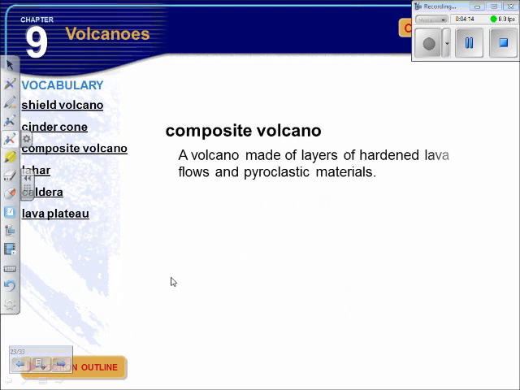Composite volcano, this one is characteristic of Mount Rainier and Mount St. Helens in the Cascade Range. They're made of layers of hardened lava flows and pyroclastic materials. Mount St. Helens had erupted in the past, and that material was deposited on the sides, and you can say that it plugged the vents or the cap. When Mount St. Helens, with all the increased pressure, did blow, it blew out the sides at a weak spot in the volcano.